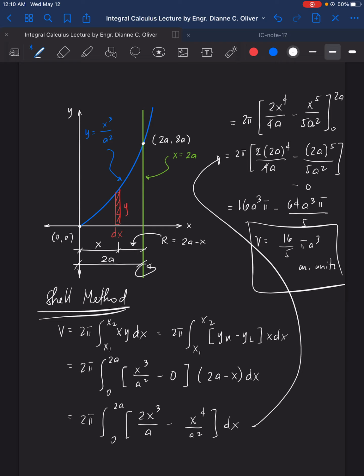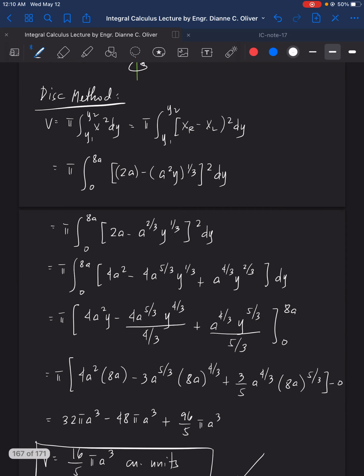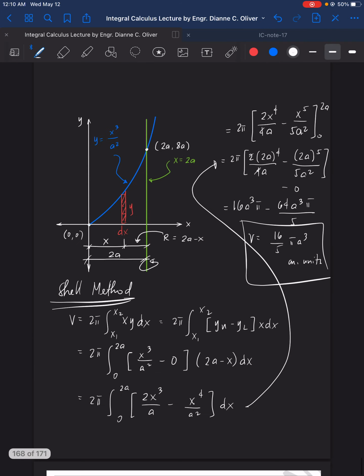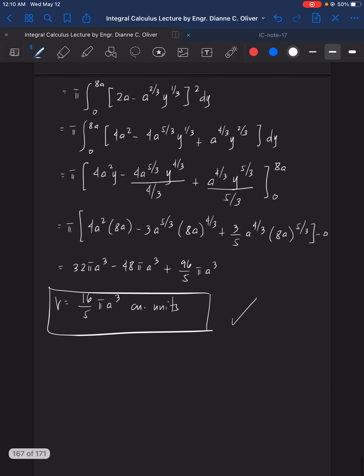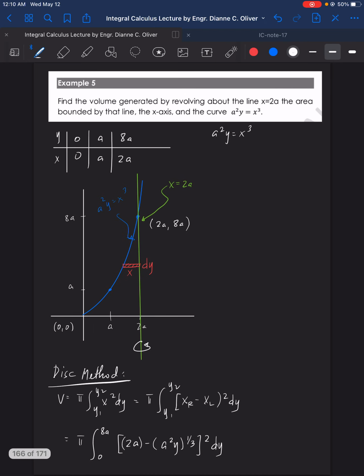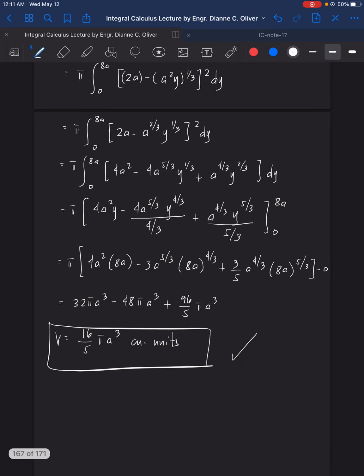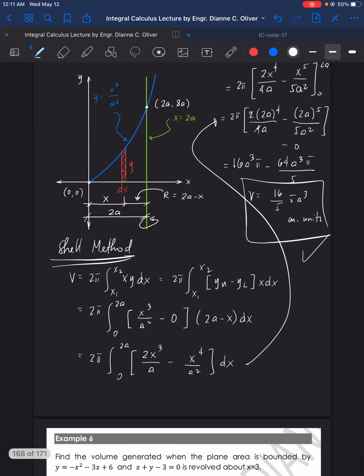So the answer for this method and the shell method is the same. So that's for example number 5. It would be easier if you're computing for a definite integral and not the a or b, so that we can use the calculator. So let's see number 6, the last problem.